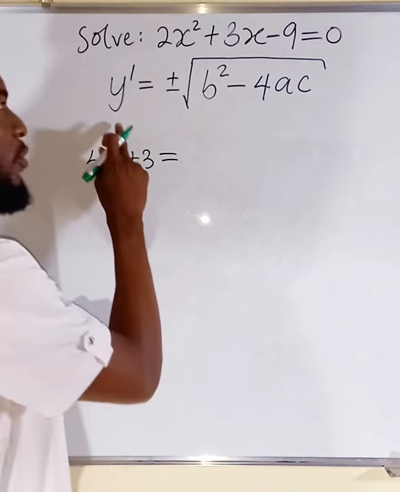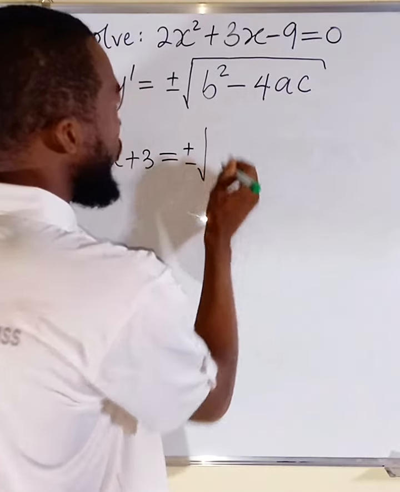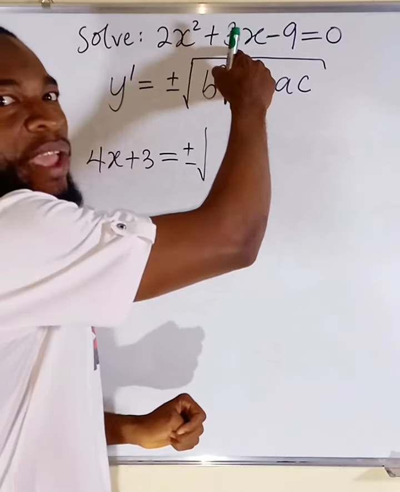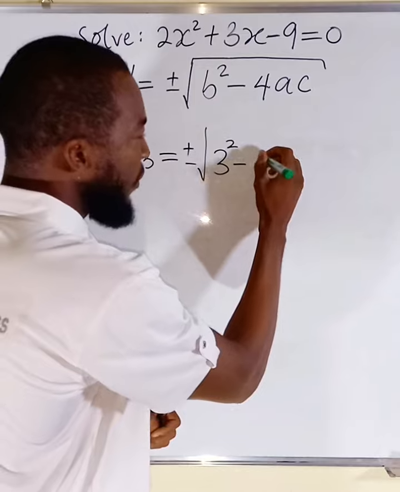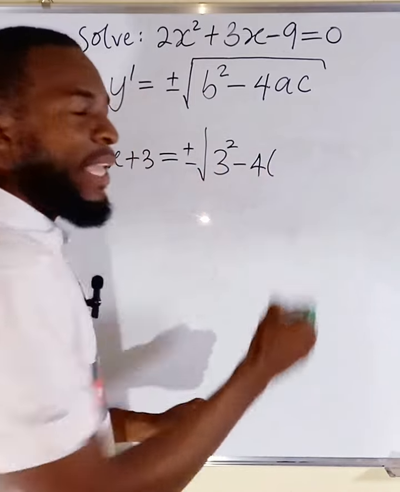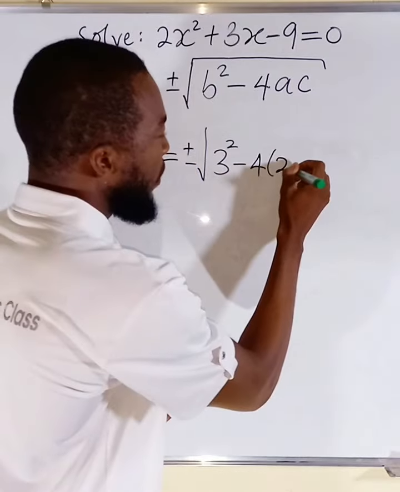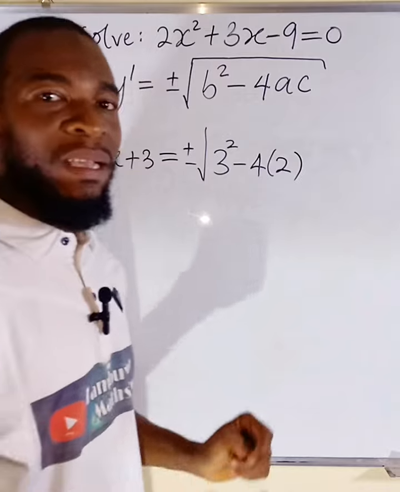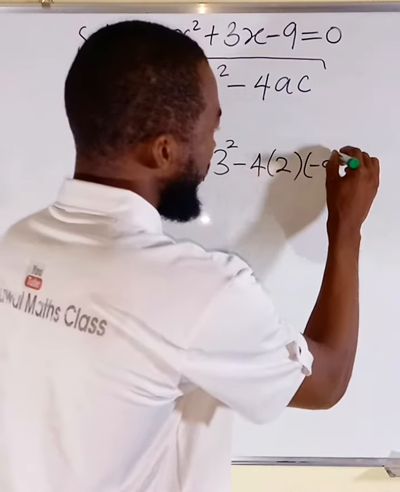And the derivative of constant is 0, so we forget about it. This is equal to, we are done with y prime, plus or minus the square root of b squared. B is the coefficient of x, which is 3. So we have 3 squared, minus 4 multiplied by a. A is the leading coefficient, which is 2. Multiplied by c, and c is the constant, which we have as -9.